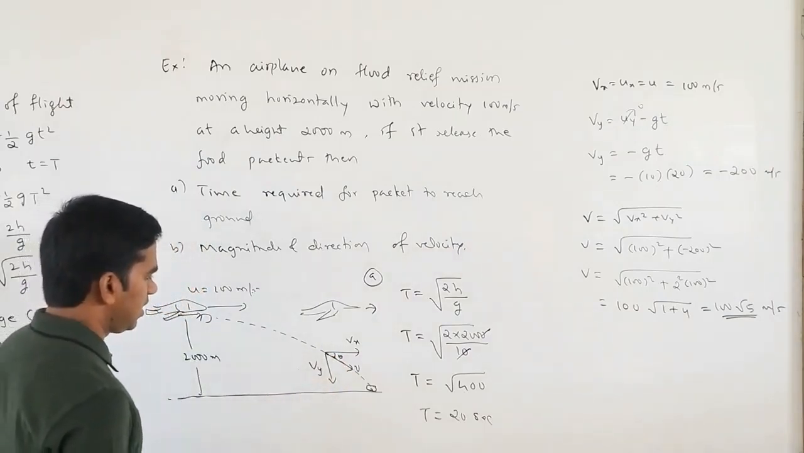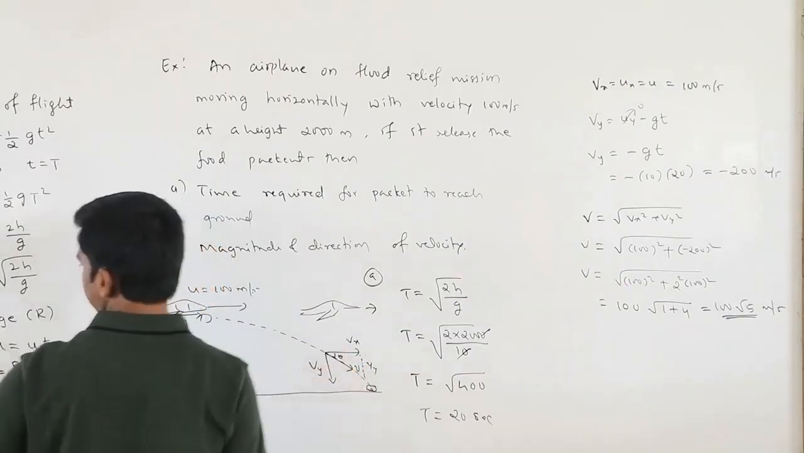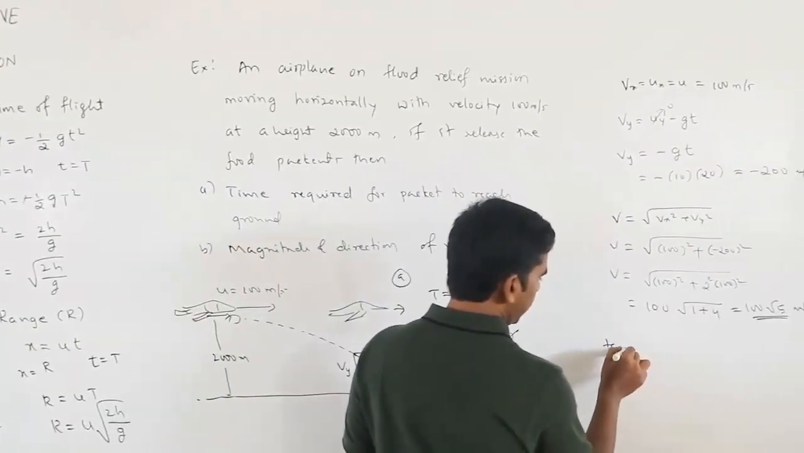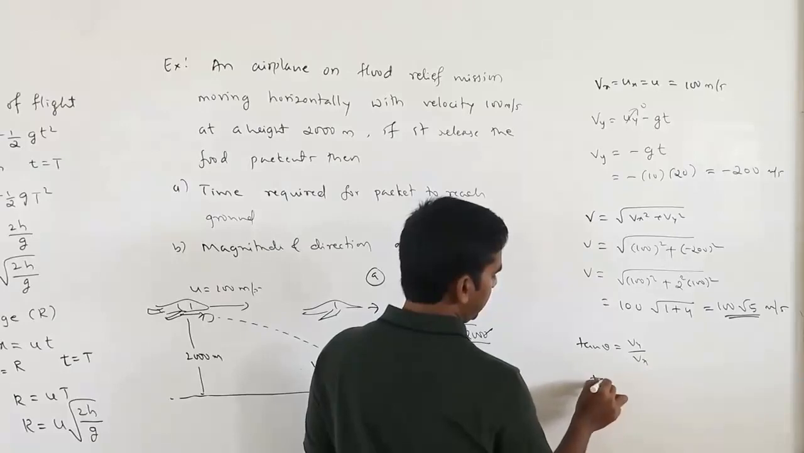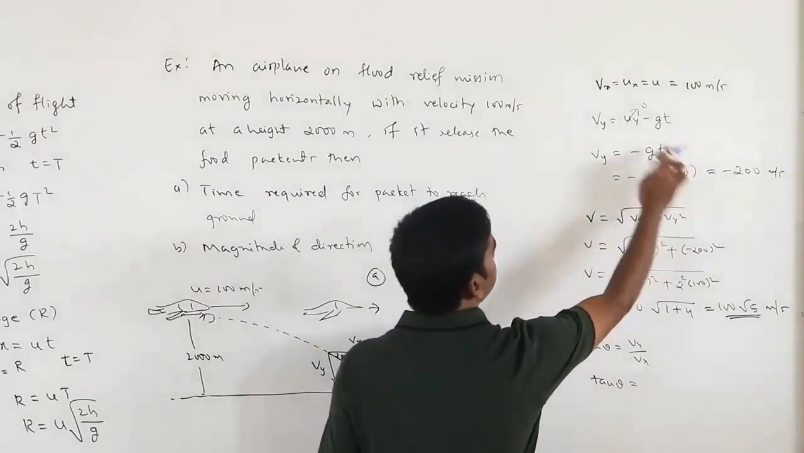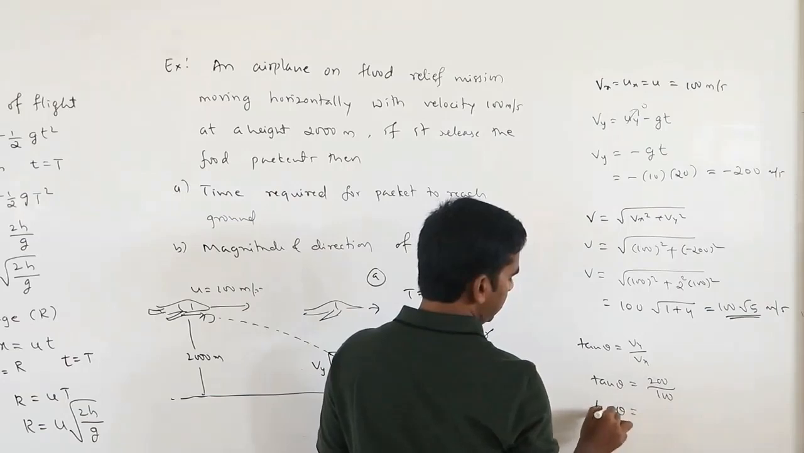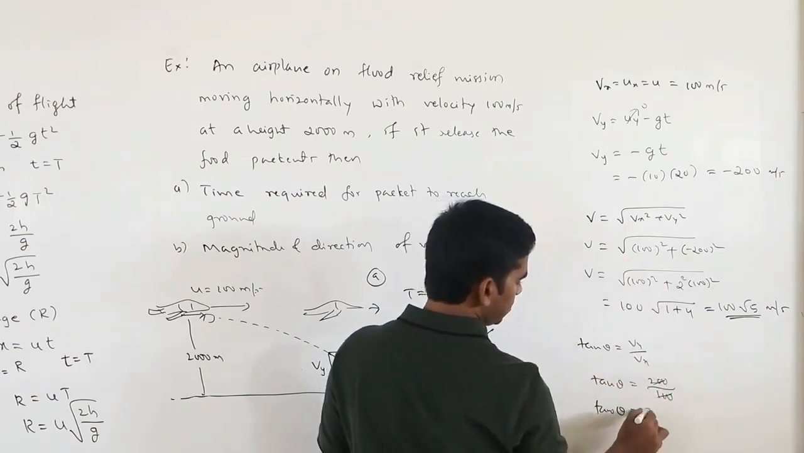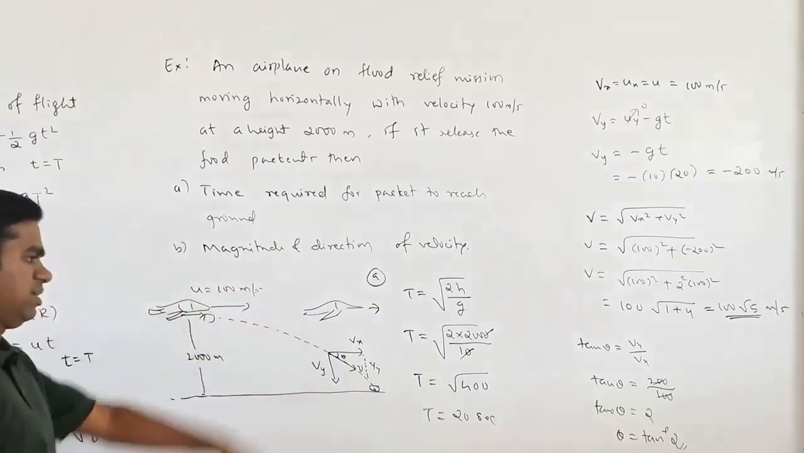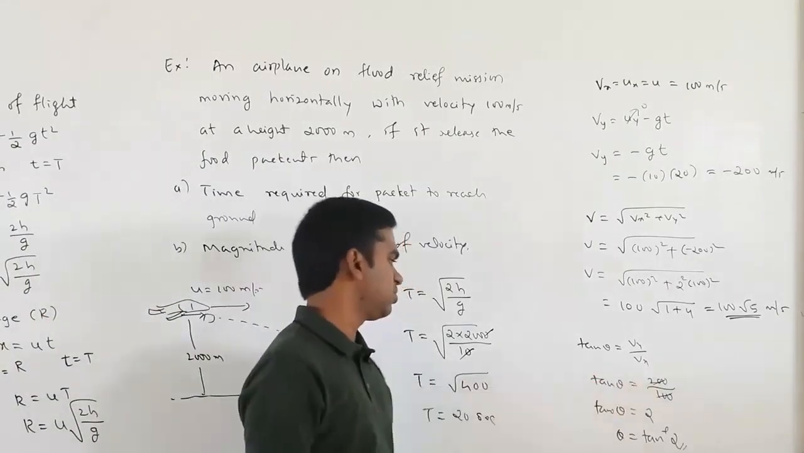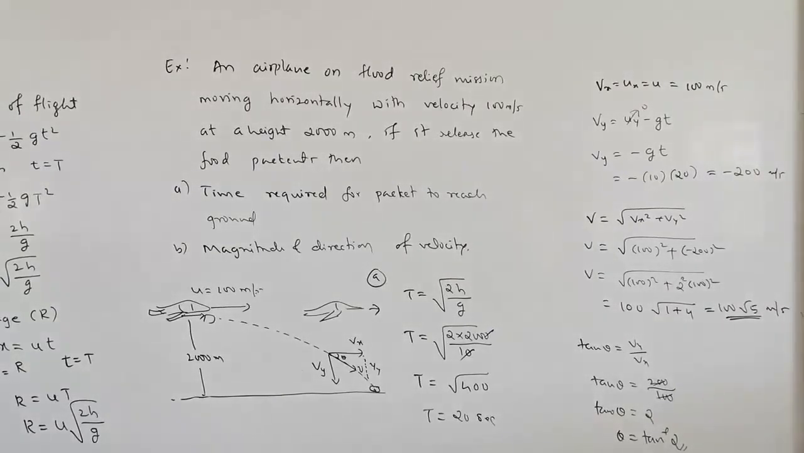Theta with the horizontal. So this is going to be Vy, this is Vx, so tan theta equals Vy by Vx. What is Vy? Vy is 200, Vx is 100, 200 divided by 100, so tan theta equals 2. Don't worry about the negative sign here. So theta equals tan inverse of 2. This is the direction it is making with the horizontal, but it is in the downward direction, which is why the negative sign will come, so don't worry about that. This is how we can take help of horizontal projection to solve the problems.